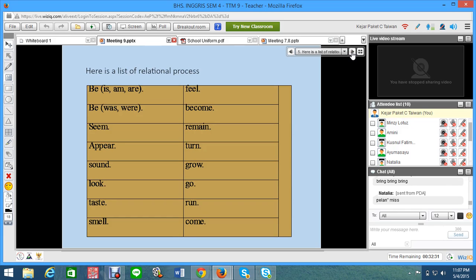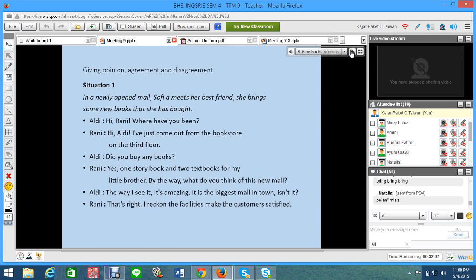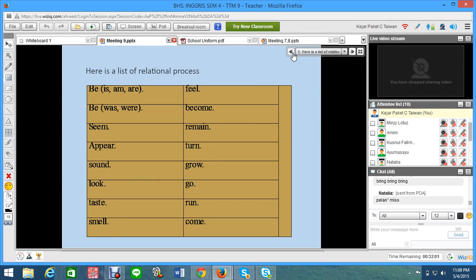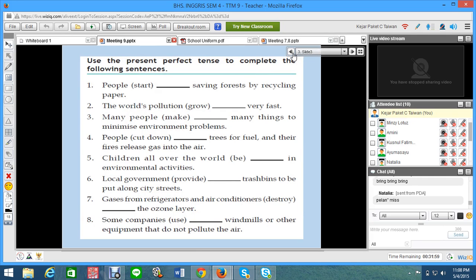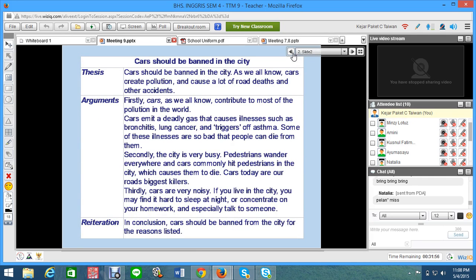And also they use relational processes. Some sentences found in analytical exposition use relational processes. These are examples of relational processes. We have discussed this before, I just want to remind you. So this is about analytical exposition. Do you have any questions about analytical exposition?